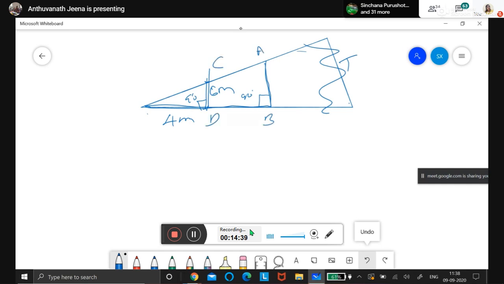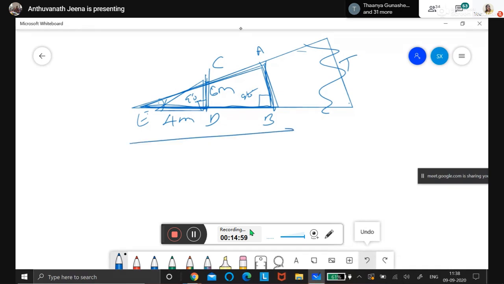Okay, so this triangle CDE is similar to this triangle. You know why they are similar? AA similarity, because 90 degree and E is common. Only after you prove this is similar to this big triangle, you tell their sides are in the same ratio. AB by CD is equal to EB by ED. That's all.